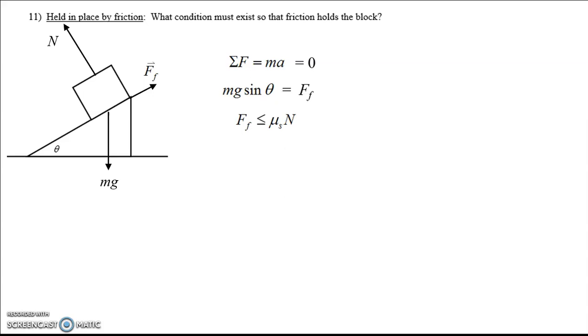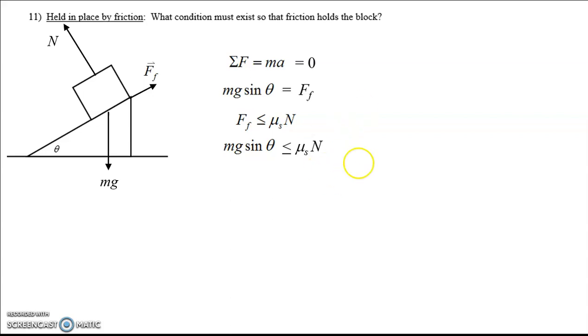This idea of the inequality means we're going to be able to get a range of values that's going to allow the force of friction to prevent this block from sliding. So what we can do is we can just drop mg sine theta in for force of friction. So we have this, mg sine theta is less than or equal to mu sub s n. And we want to try to get this in the simplest terms possible.